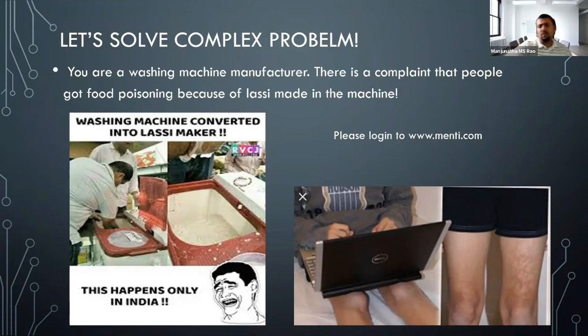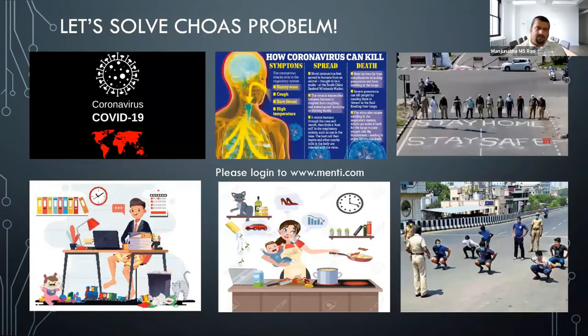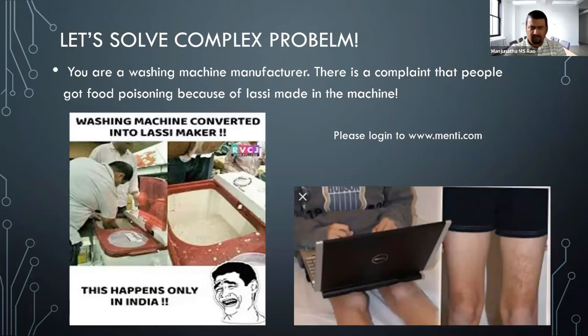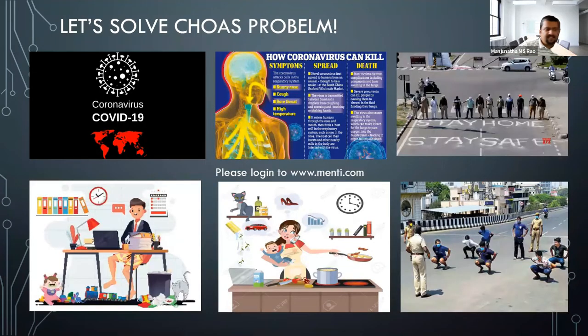Many times those documentations and clear instructions can help us avoid these problems or challenges. Okay, so let's get into a chaos problem which we are all going through, Corona, right? So how do you solve chaos problems? Complex we saw. You need to look into multiple angles, some analysis, or it could be a technological solution or a documentation solution. Let's handle some chaos problems or situations.